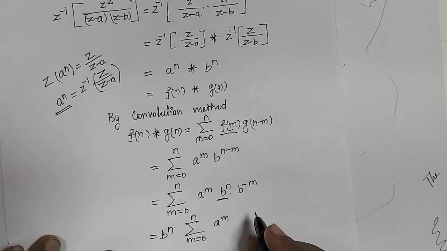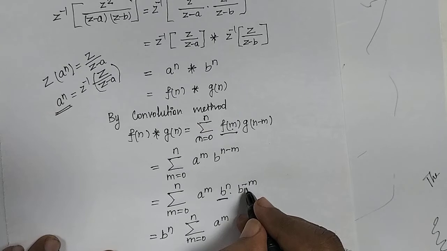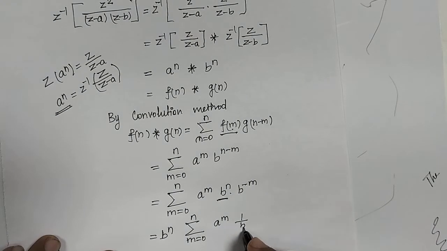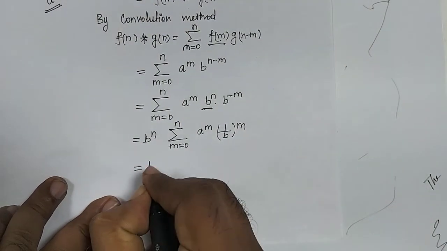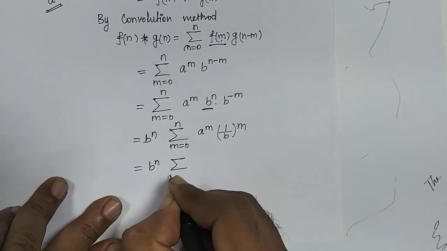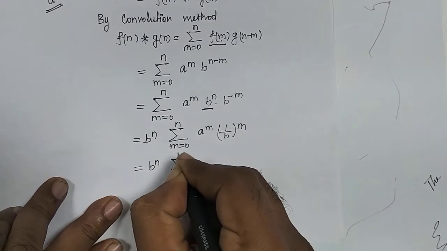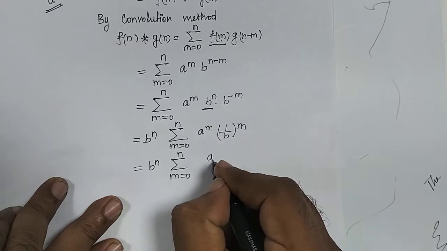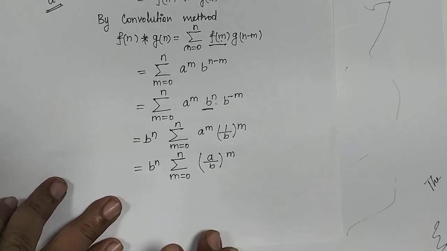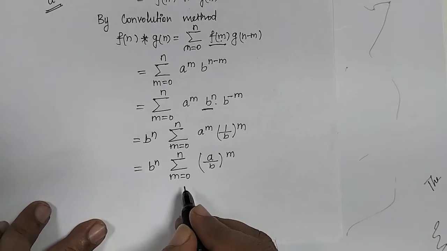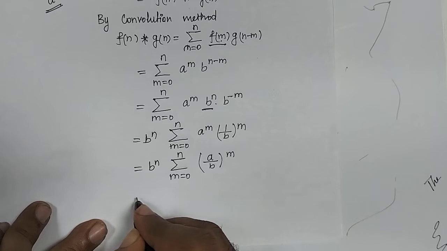This b power minus m, how to convert that power minus? Take the reciprocal, 1 by b power m. The power will be converted. Now both the terms have the same power, so we can write b power n, sum of m equal to 0 to n, combine these two: a by b whole power m. After that we can apply our values m equal to 0 to n number of times.